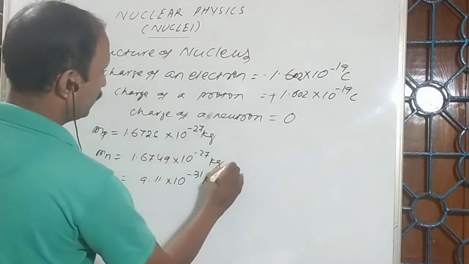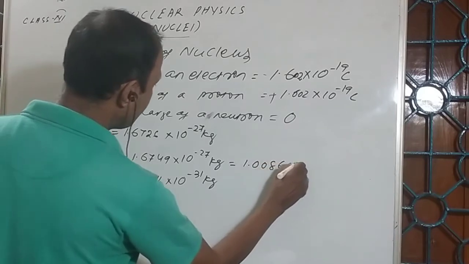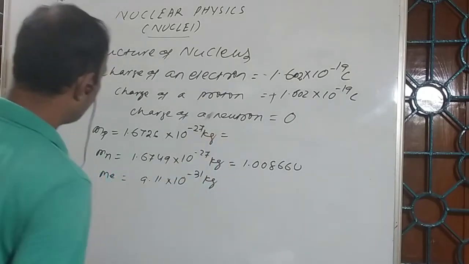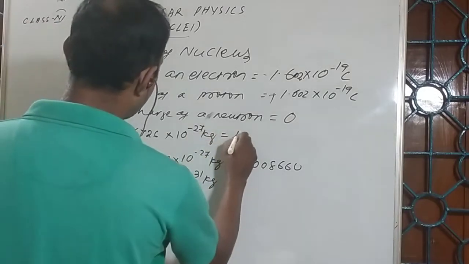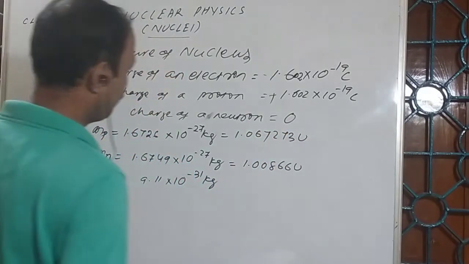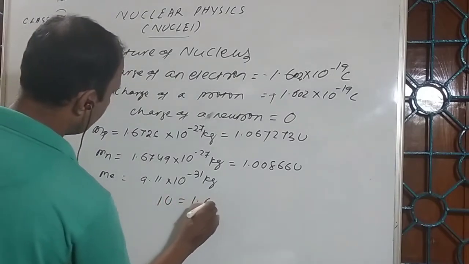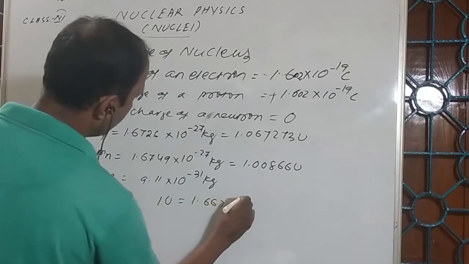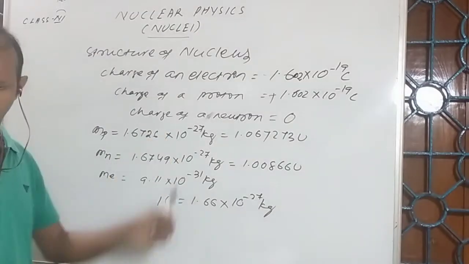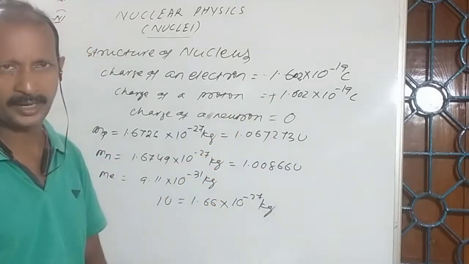If I express it in another unit, the neutron mass is 1.00866 unified mass. If you express the mass of a proton in unified mass, it is 1.007273 unified mass, and you know that one unified mass is equal to 1.66 × 10^-27 kg. This is about the mass of electrons and protons, and also their charge I have mentioned.